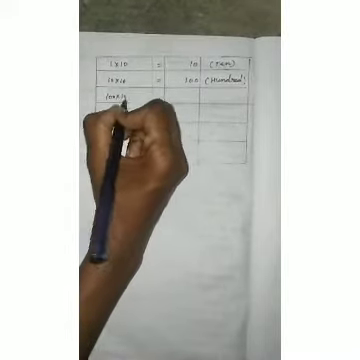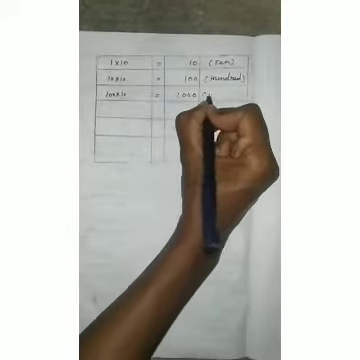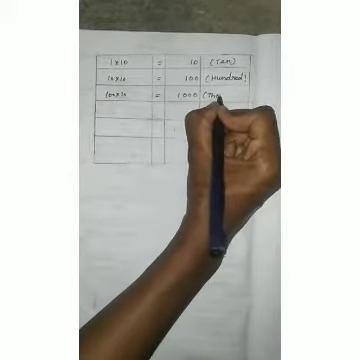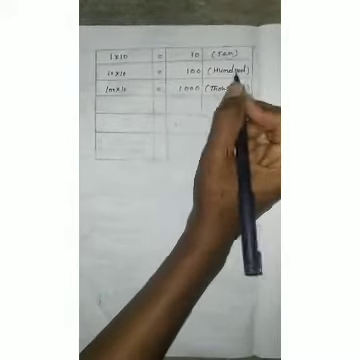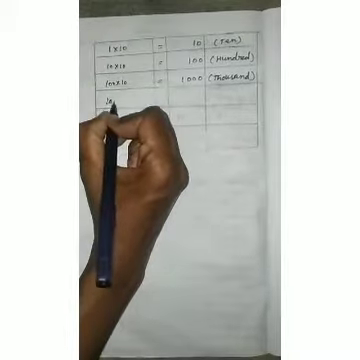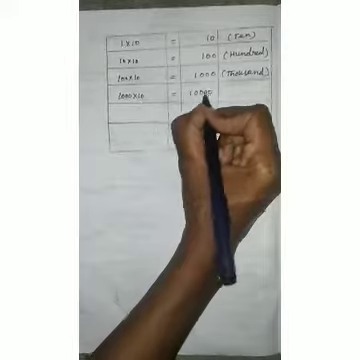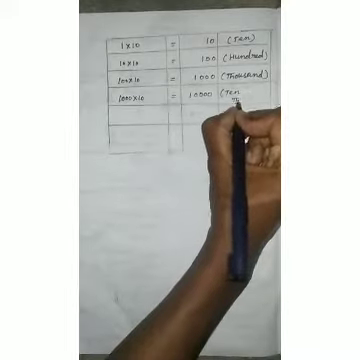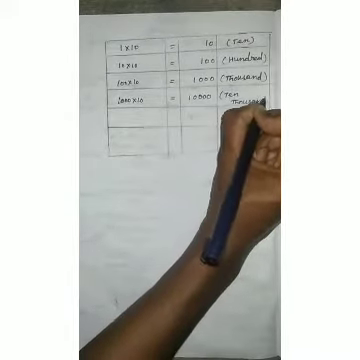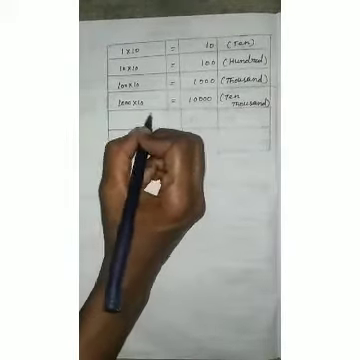And the next, 100 tens are 1000. What is the number name? 1000, T-H-O-U-S-A-N-D. 1000 tens are 1000 times of 10, 1000 into 10 is 10,000. T-E-N T-H-O-U-S-A-N-D, 10,000.